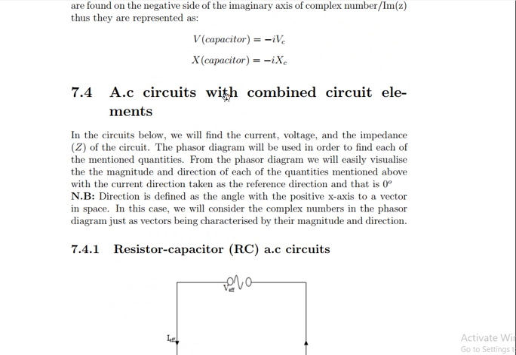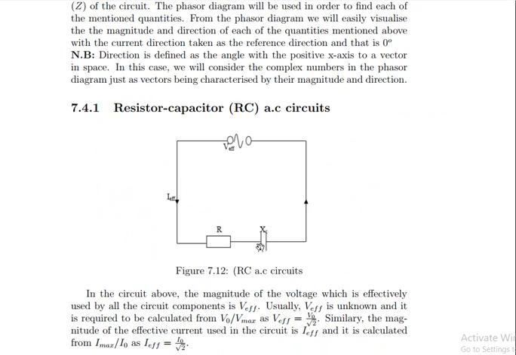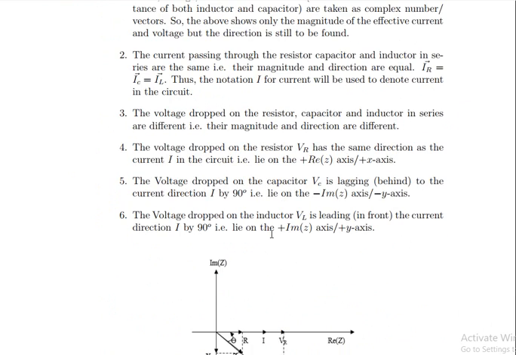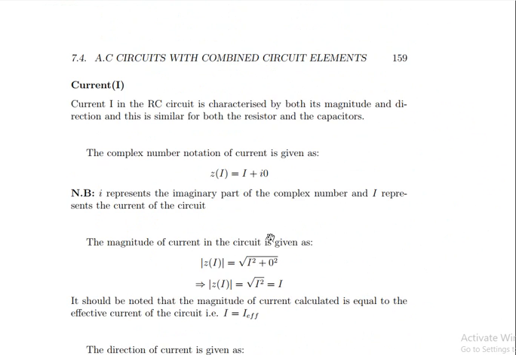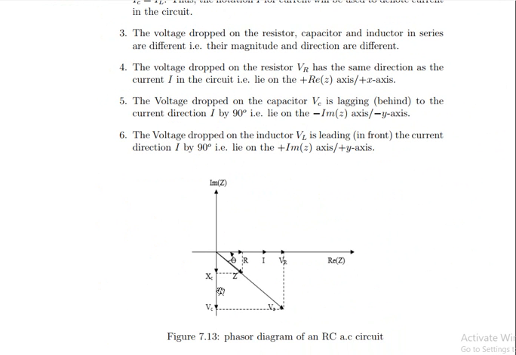So now, AC circuit with combined circuit elements. When you combine the resistor and the capacitor together in an AC circuit, we are going to have this particular phasor diagram which is going to be produced. So we have the XC which is in this direction, the VC which is in this direction, we have R in this direction, and we have the current in this direction.